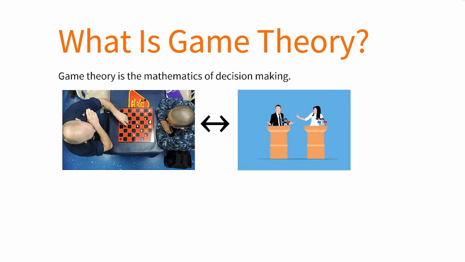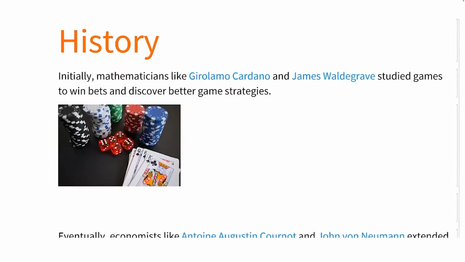Of course, it would be a mathematical crime to talk about game theory without embracing its roots in actual recreational games. In terms of history, initially, mathematicians like Girolamo Cardano and James Waldegrave studied games to win bets and discover better game strategies. You know, the good old days, when the player could actually be smarter than the house and ruin gamblers with more than just luck.